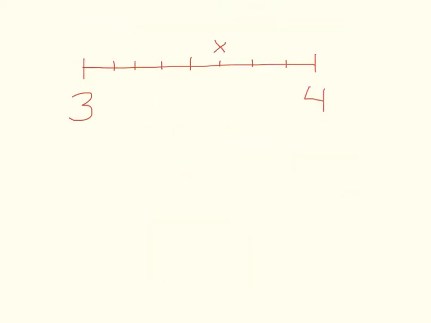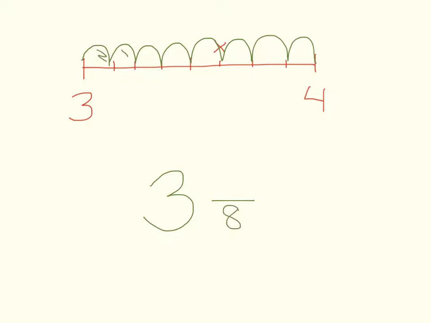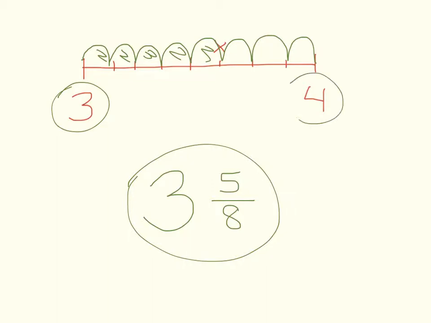Now let's look here. So this one is between 3 and 4. So it's 3 and a little bit more. So let's find out the fraction. So this is 1, 2, 3, 4, 5, 6, 7, 8 spaces. So it's out of 8, and it's 1, 2, 3, 4, 5 out of 8. So we have 3 and 5/8. It's not quite 3, it's not quite 4, it's in the middle. It's a mixed number. We have 3 and 5/8.